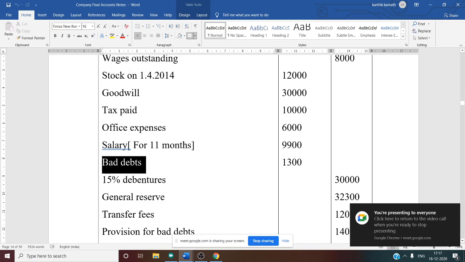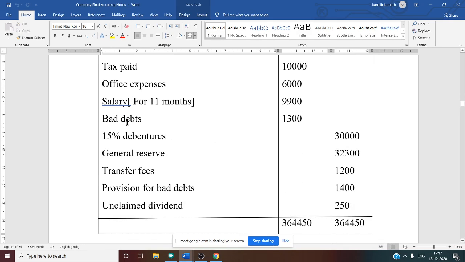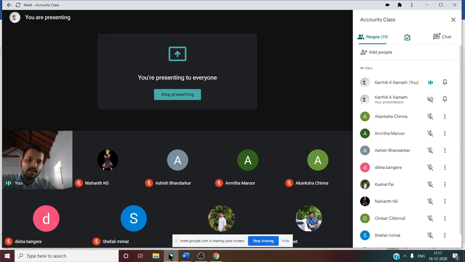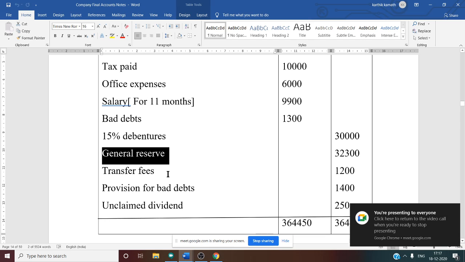Then bad debt, other expense, working note number 30. But there are certain adjustments that you have to add new RBD and deduct old reserve for doubtful debt. Then 15% debenture, long term borrowing, that is working note number 3. General reserve, working note number 2.